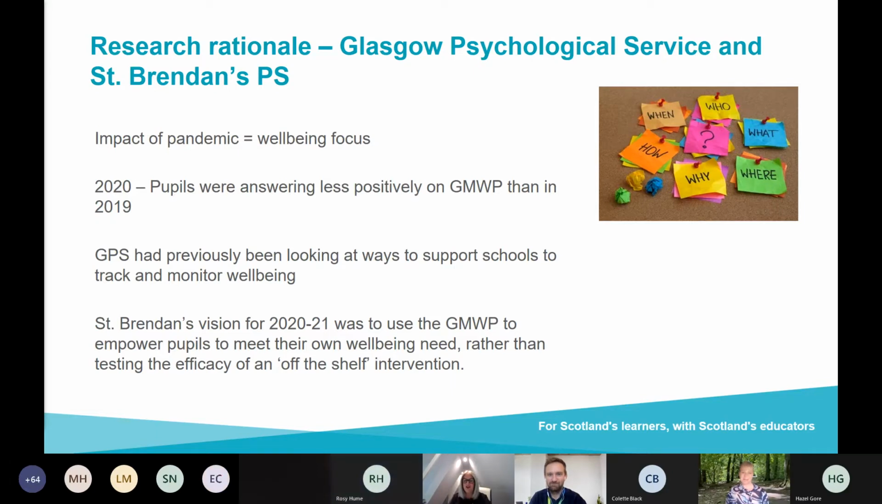And the beauty of using this, Jennifer, with secondary school pupils, I think, is looking at the personal social development, the PSD section within secondary school.